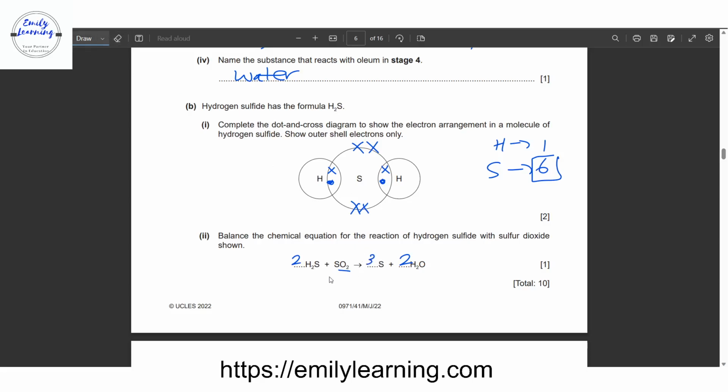Now let's check whether we have the same number of H, S, and O on both sides of the equation. On the reactant side, I have 2 hydrogens, 3 sulfurs, and 2 oxygens. On the product side, I have 2 hydrogens, 3 sulfurs, and 2 oxygens. So yes, it is a balanced equation because the number of atoms on both sides is the same.